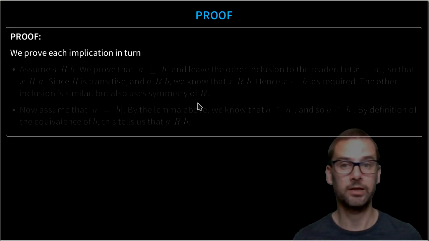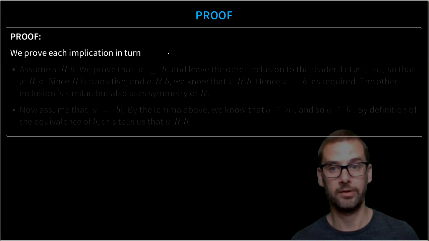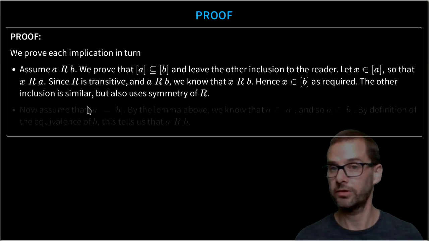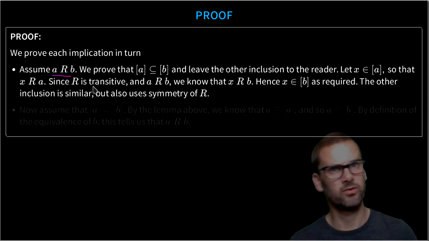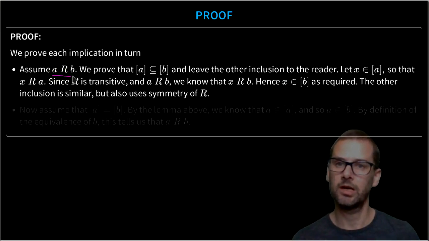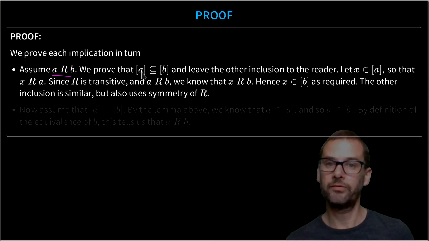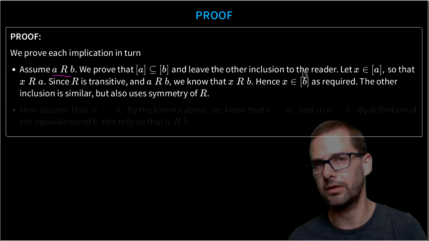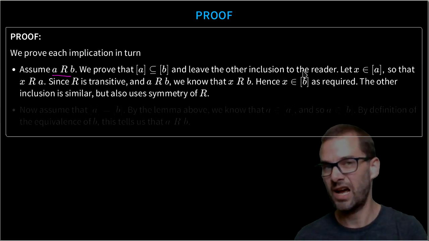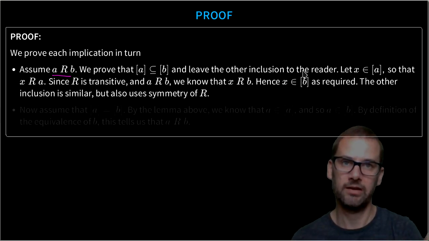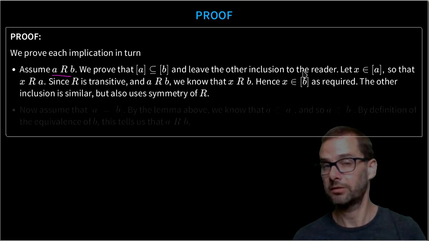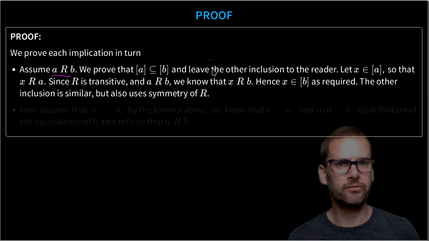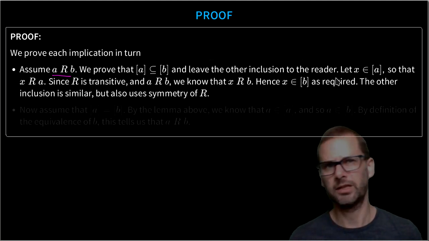We need to prove each implication in turn, so we're just writing things up nicely. Let's do the inclusions to do the set equality first. So we assume a R b. We're proving the reverse implication first. We assume a R b, and we prove that the equivalence class of a is a subset of the equivalence class of b and leave the other inclusion to the reader. So this is me telling you in a formal way, hey, I'm going to do one half of this, you can do the other because it's similar enough and I don't have time to do it in this lecture. It's a little bit cheating, but we'll be okay. It's a little bit naughty.